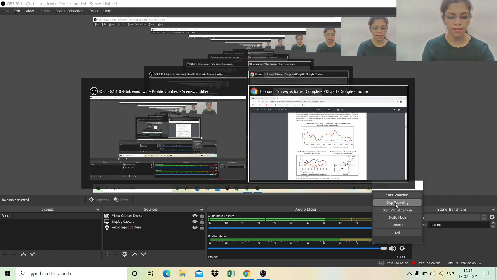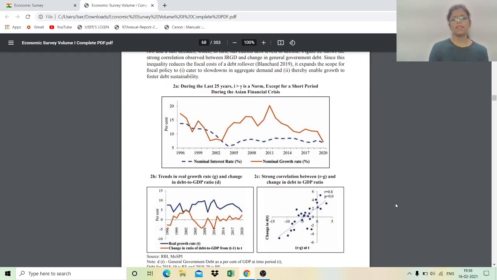So let's get started. In the last video we talked about the government needing debt, and in this video we will talk about how the government can actually sustain this debt. We will understand this with the help of the interest rate growth differential. Here is the data point of the last 25 years. This brown line is our growth rate, whereas this blue line is our interest rate.